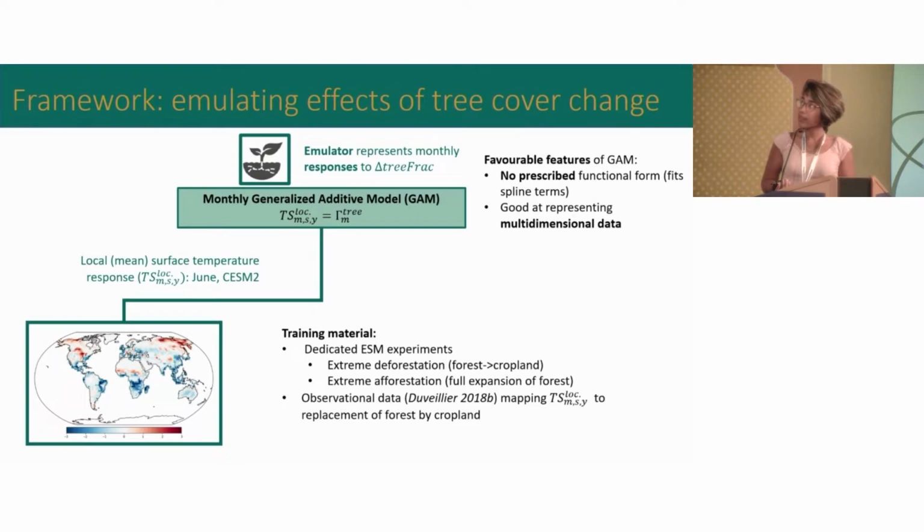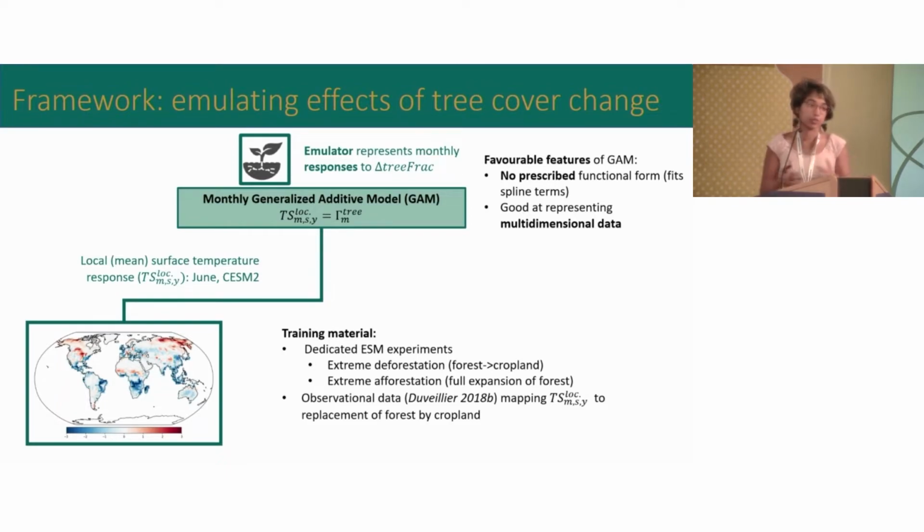The training material for this GAM, or this emulator, is dedicated Earth system model runs that explore the effects of full afforestation as well as full expansion of cropland, so extreme deforestation. We also look at observational data that maps the potential effects on surface temperature from deforestation as a reference observational data set point.